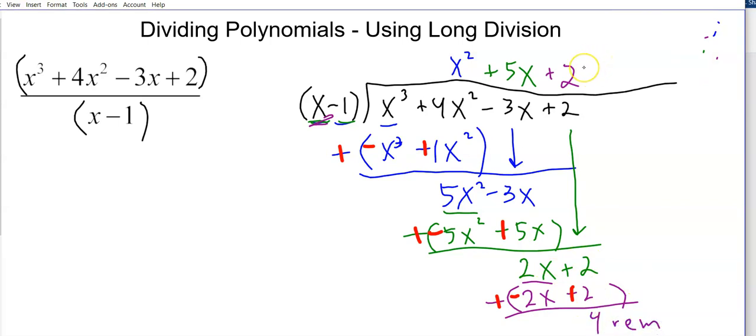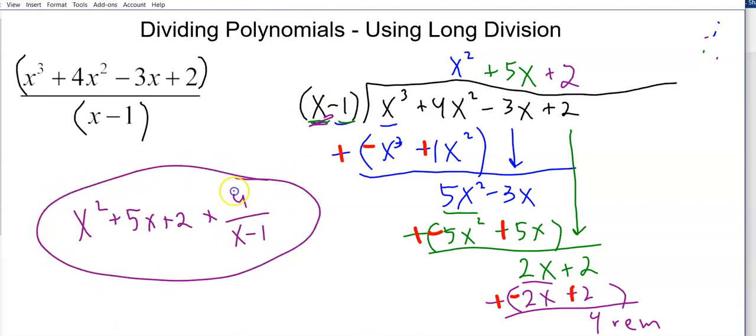So my quotient is that. So my answer is x squared plus 5x plus 2. That's my quotient, plus a fraction: 4 is a remainder divided by my divisor, which is x minus 1. It's hard to read that. That's a 4. And that's my answer.